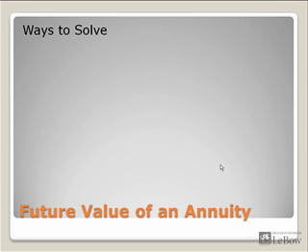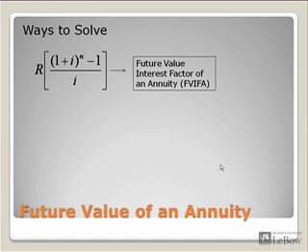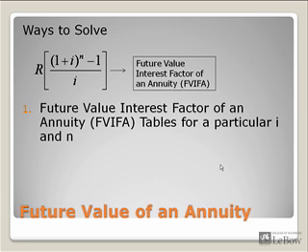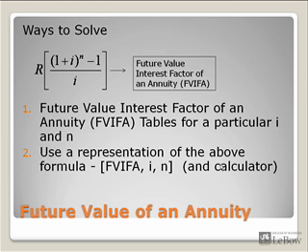As before, we have several ways that we can solve this. We can use the interest factor that we just found, the equation, the future value interest factor of an annuity. We can do this by looking at the tables. We can look in the mathematical tables for the future value interest factor of an annuity and look across and down for the particular i and n associated with the problem. We can use a representation of the formula above, as we did with the present value. In this case, it would be the future value interest factor of an annuity, of course denoting the particular i and n that is relevant to that interest factor. And of course, our calculator can help us with that solution. We could also use an Excel spreadsheet.